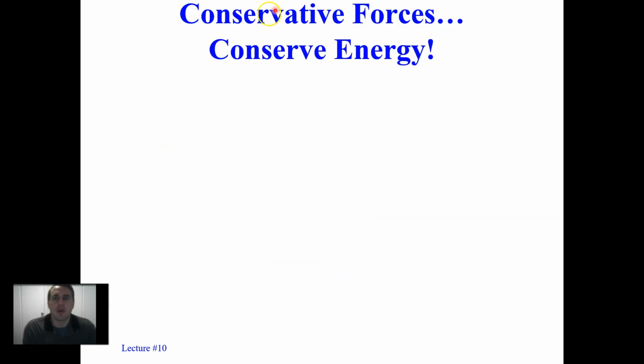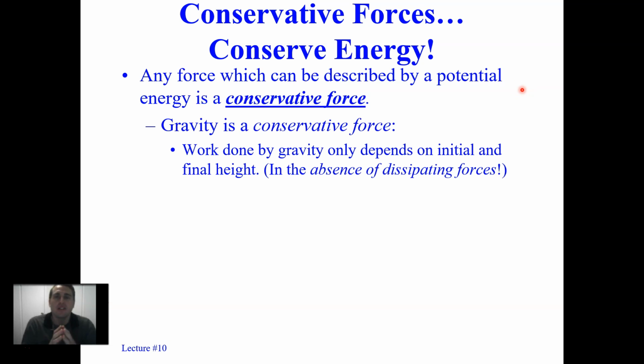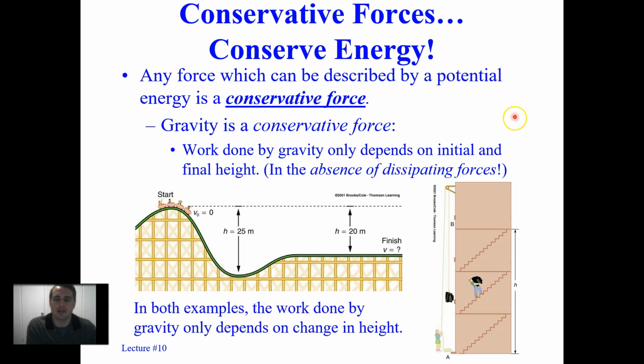Okay, so I want to mention this notion of conservative force. Any force which can be described by a potential energy is a conservative force. So thus we find that gravity is a conservative force. The work done by the gravity force only depends upon the initial and final height. And this is in the absence of dissipating forces, because dissipating forces are not conservative forces. But since gravity is a conservative force, we can define the gravitational potential energy from it.